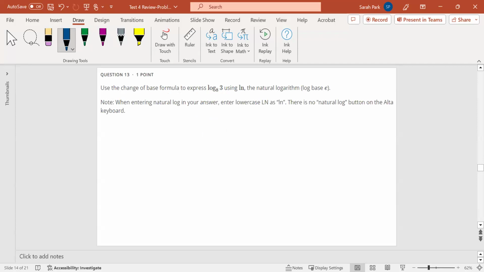Okay, number 13, use a change of base formula to express log base 8 of 3 using ln. When entering the natural log in your answer, enter lowercase ln as just ln. So for this one, log base 8 of 3 can be written as ln of 3 over, I guess since it's just one number, ln of 8.